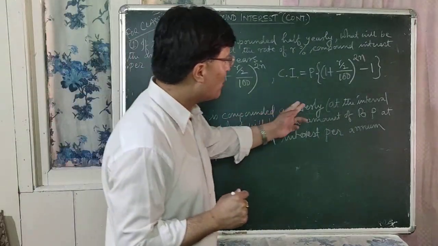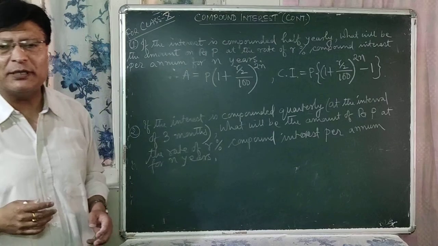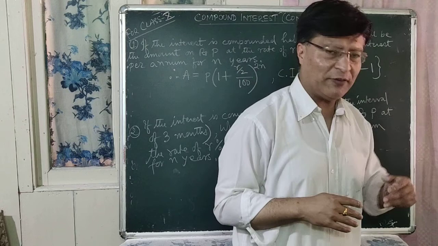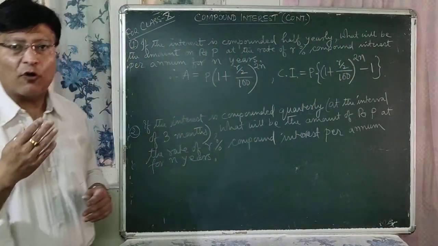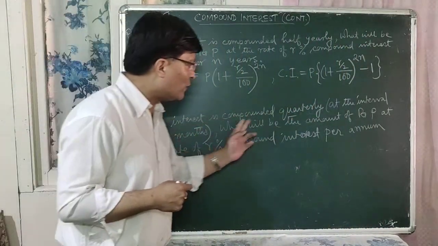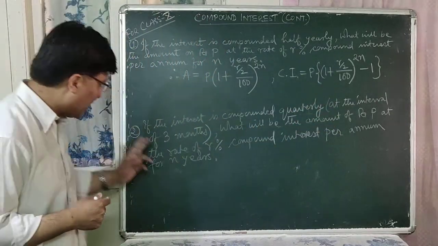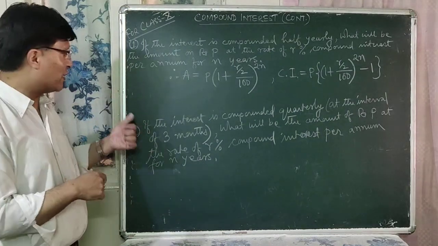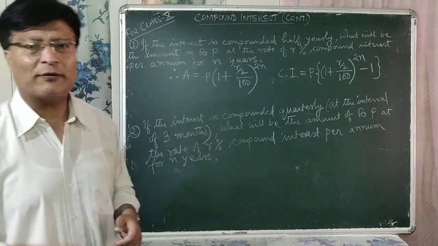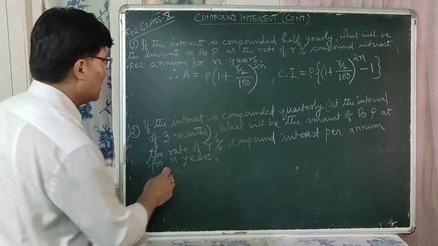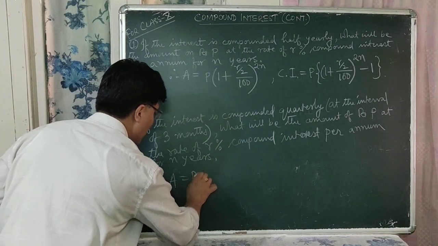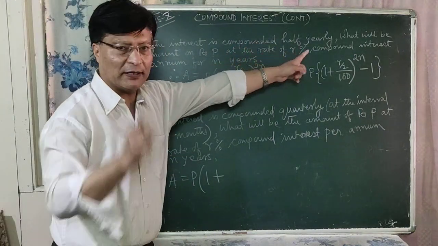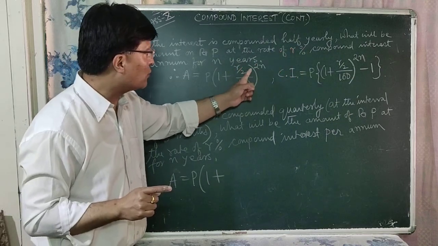4 phases are there. Okay. If the interest is compounded quarterly, at the interval of 3 months, there are 4 phases for the whole year. So what will be the amount of rupees P at the rate of R% compound interest per annum for n years? So similarly you can write down the formula for number 2. How will you write it? What will be the formula? A is equal to P within bracket 1 plus. Now the half yearly case had 2 phases, R divided by 2 and 2n.